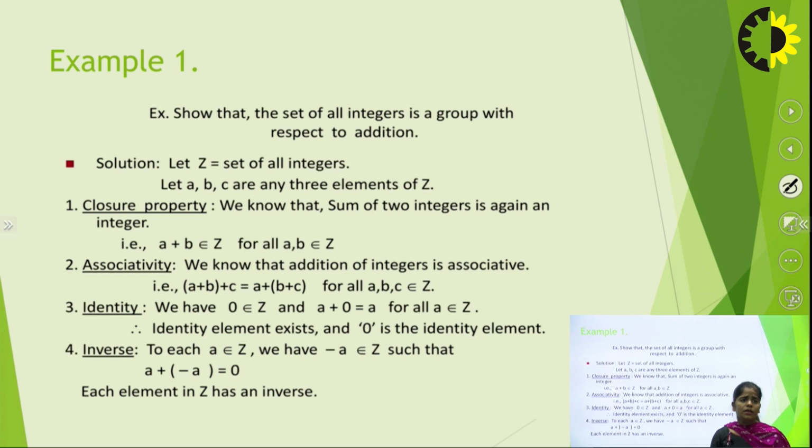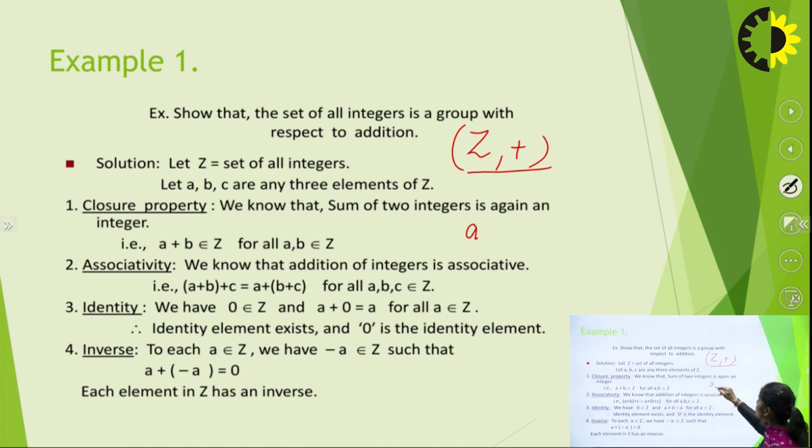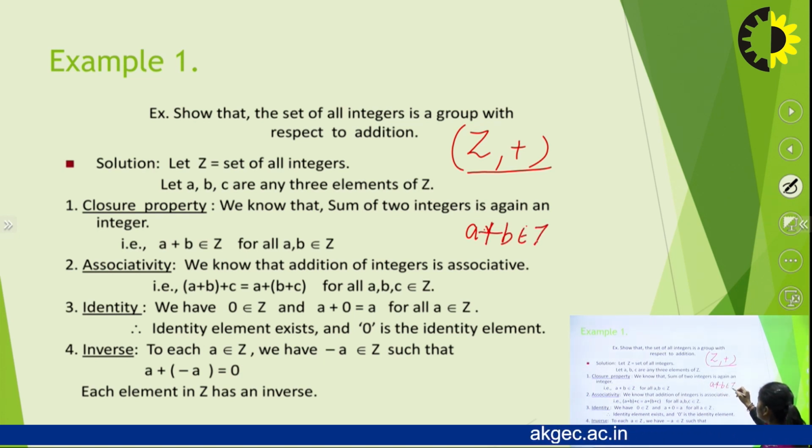Now take an example: show that the set of all integers is a group with respect to addition. Set of integers, we can say Z with respect to addition, we have to prove that it forms a group. So in case of group, we have to check the 4 properties. One is closure, second is associative, third one is identity, and fourth one is inverse. So let us check for closure property. In case of closure property, A plus B belongs to Z.